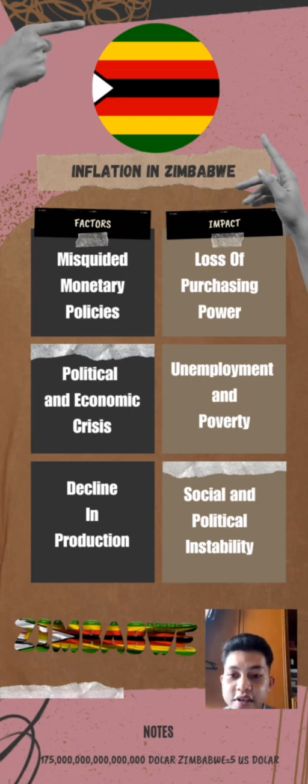To address severe inflation, Zimbabwe took several measures, including introducing a new currency, adopting foreign currencies such as the US dollar, and implementing more conservative monetary policies. This process took time, and Zimbabwe still faces significant economic challenges to this day. That's all for me.